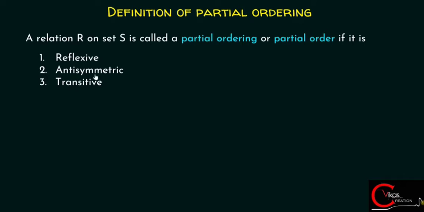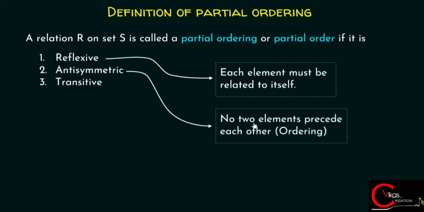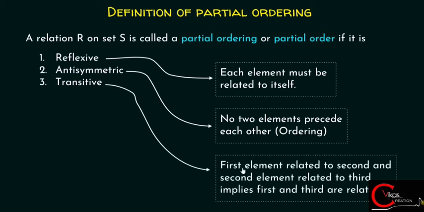Let's now understand what these properties mean to us. Reflexive means each element must be related to itself. We already know this. Antisymmetric means no two elements precede each other. This is important, right? This property is helping us in ordering the elements. No two elements precede each other means ordering, right? Forming the sequence. Transitive means first element related to second and second element related to third implies first and third are related. This is what the transitive property is all about.